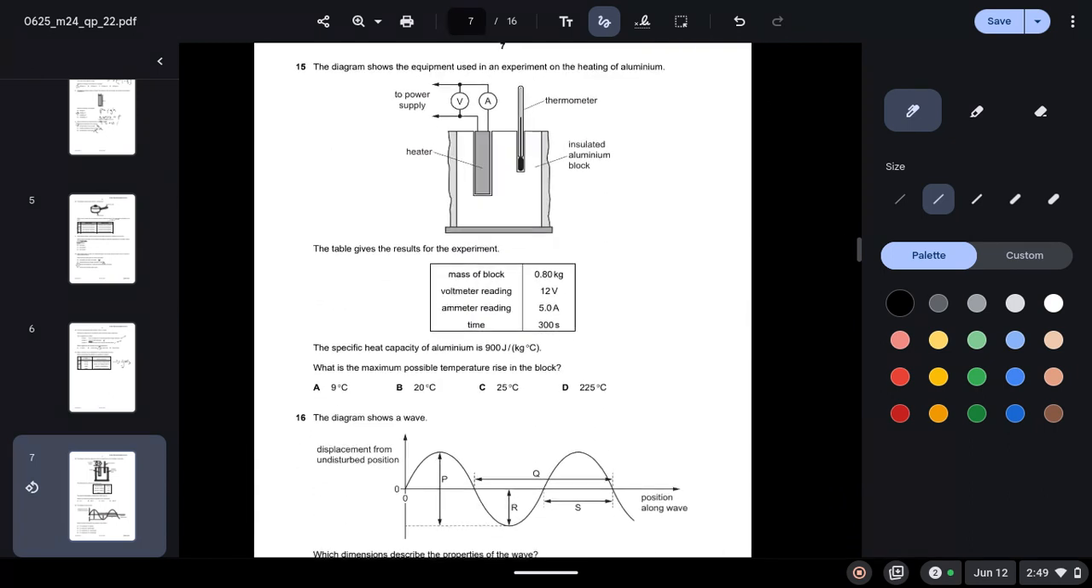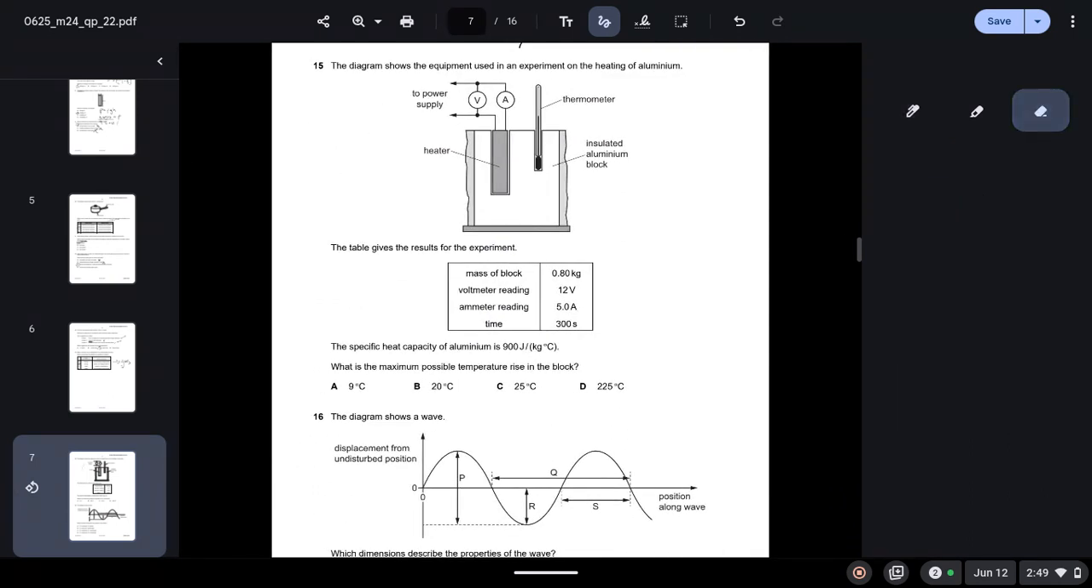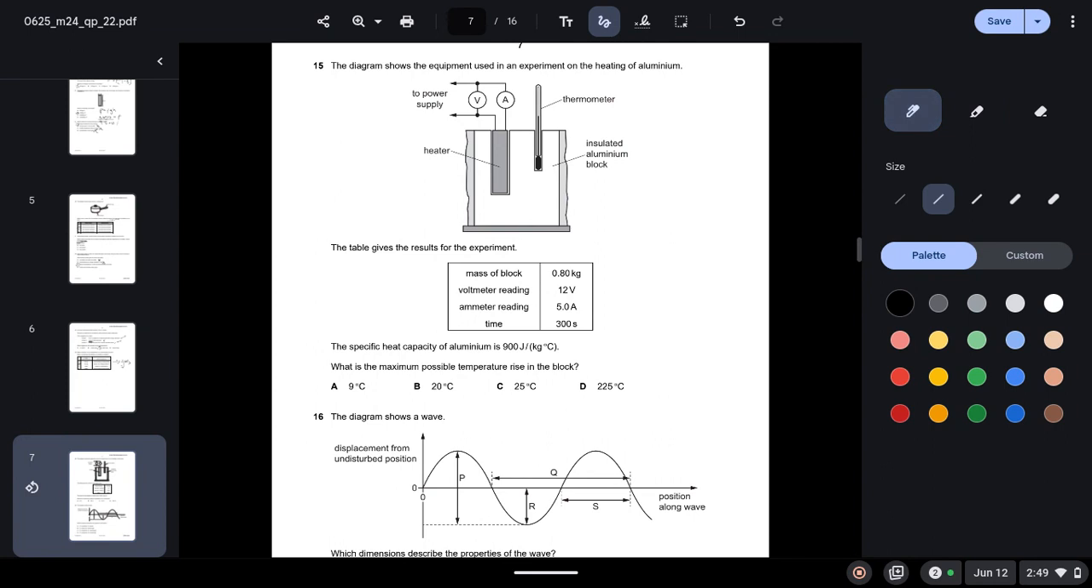So B. The diagram shows the equipment used in an experiment on the heating of aluminum. The table gives the results for the experiment. The specific heat capacity of aluminum is 900 joules per kilogram Celsius. What is the maximum possible temperature rise in the block?